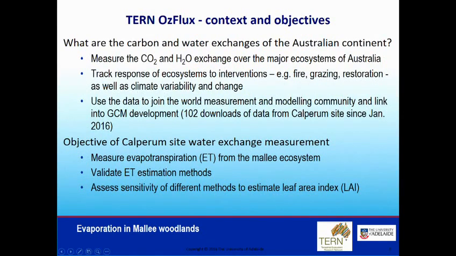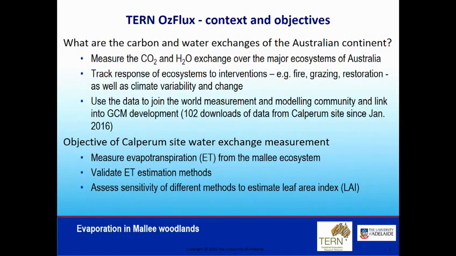So this is part of the TERN, Terrestrial Ecosystem Research Network, and it's the component called OzFlux, and it's about measuring the carbon dioxide, water vapour and energy exchanges across major ecosystems of Australia, and that links into a world network of measurement and modelling, looking at the responses to various interventions associated with on-ground interventions and climate variability and so on. And that links then into a system that's looking at the connection between the terrestrial system and the atmosphere with respect to the global circulation models.